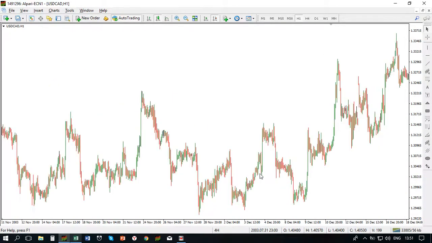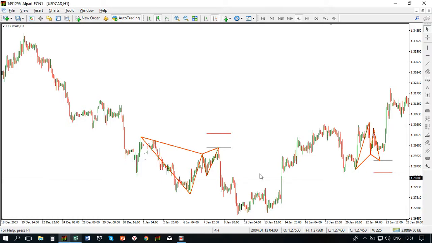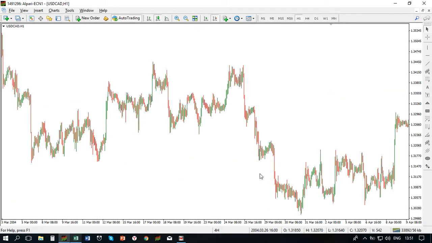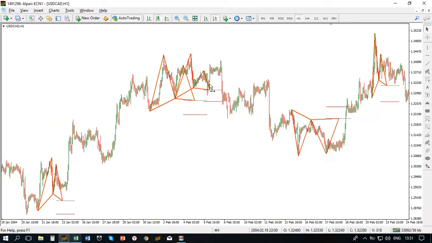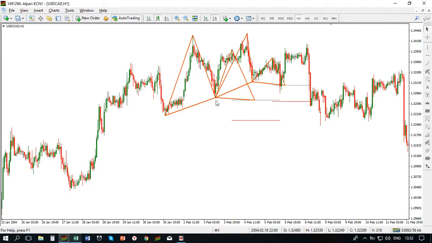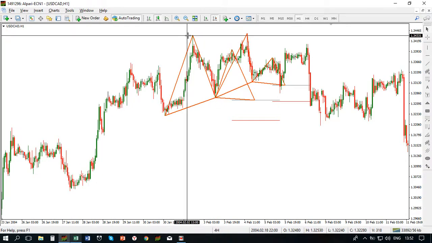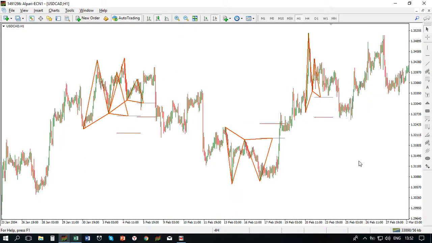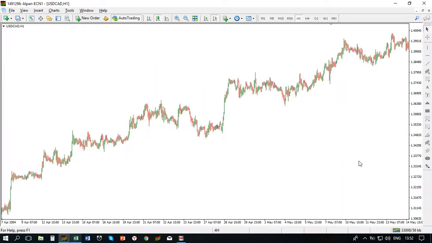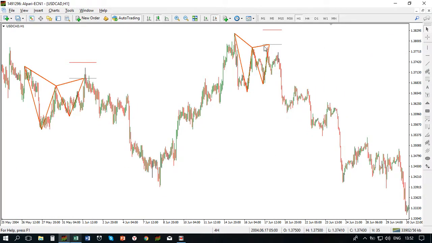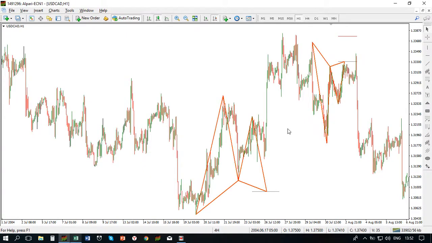Going next, continuations. Nothing here. Well, maybe this one. The movement prior to XA should be larger, or at least equal. No, it is smaller. Nothing. No, this pattern is good, but it didn't trigger. It is good, but it didn't trigger.